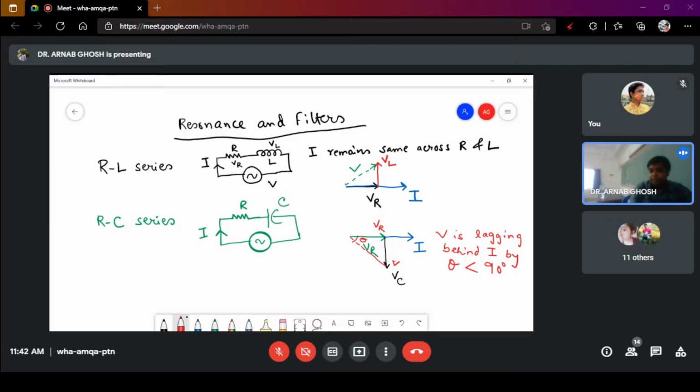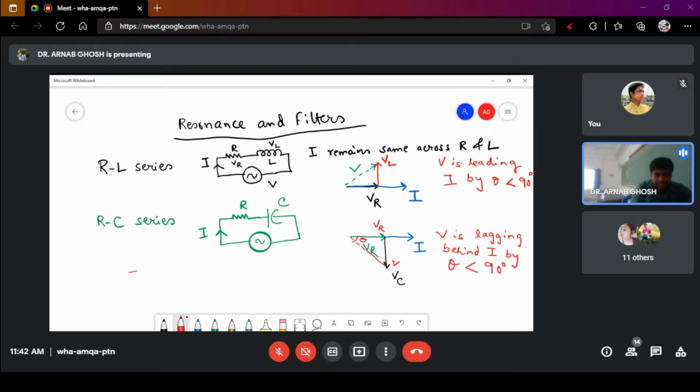And here V is leading the current I. The resultant voltage V is leading the current I by theta, which is less than 90 degrees. So this is for the inductive circuit, and this is for the capacitive circuit.